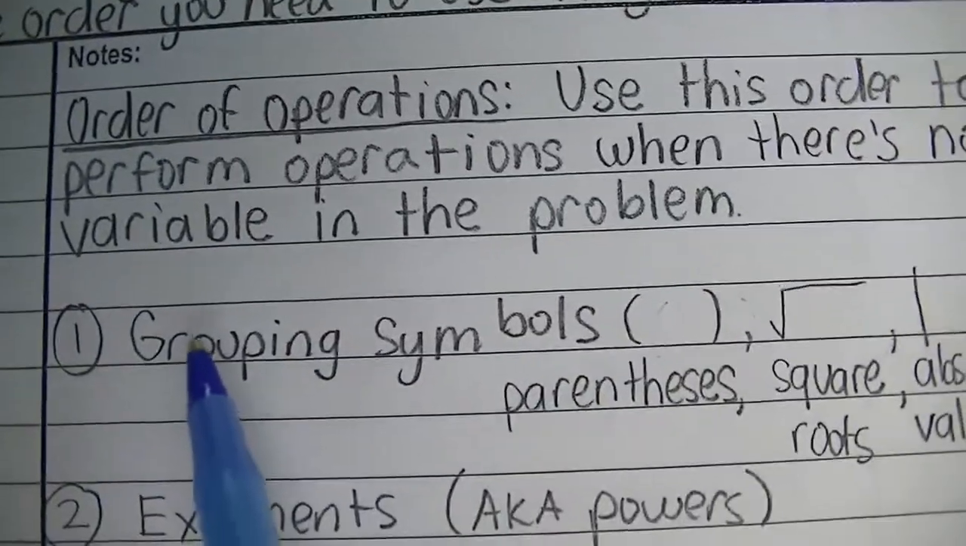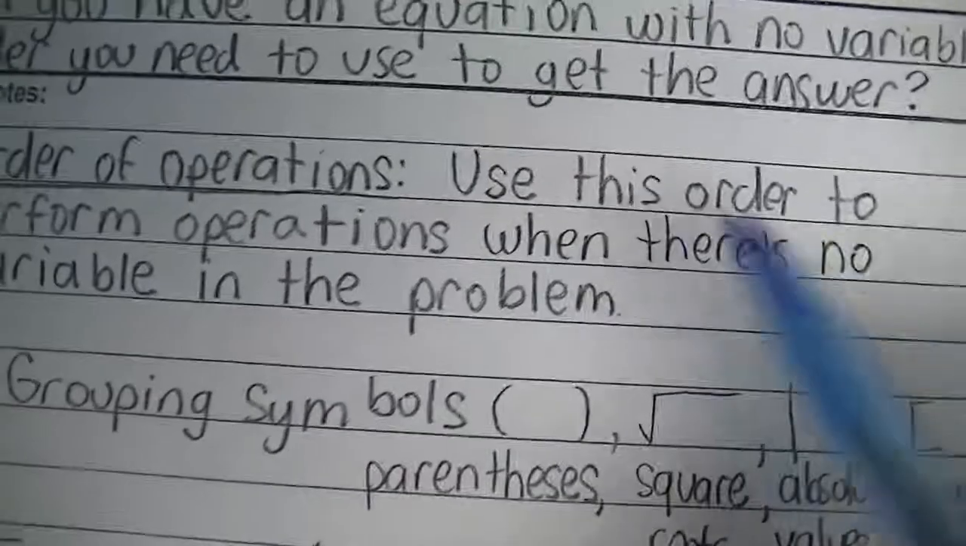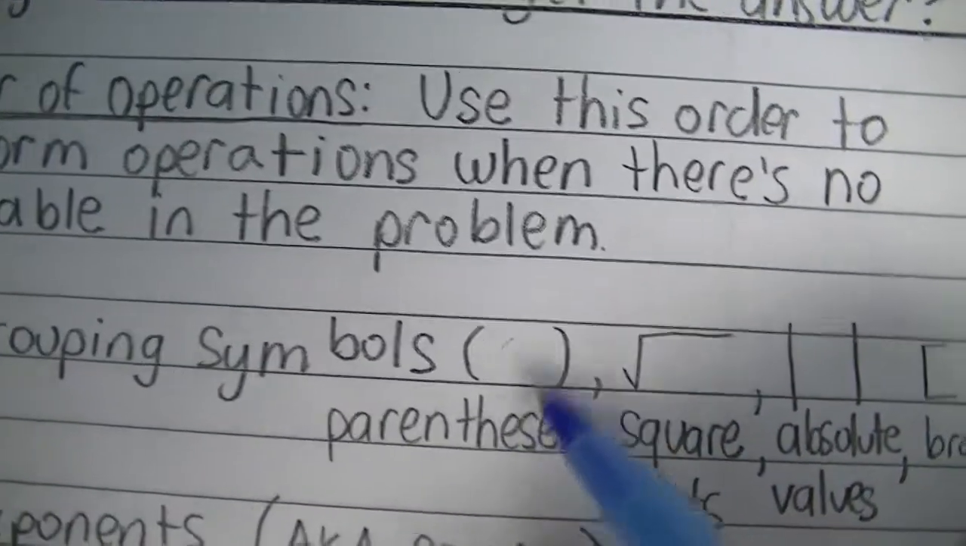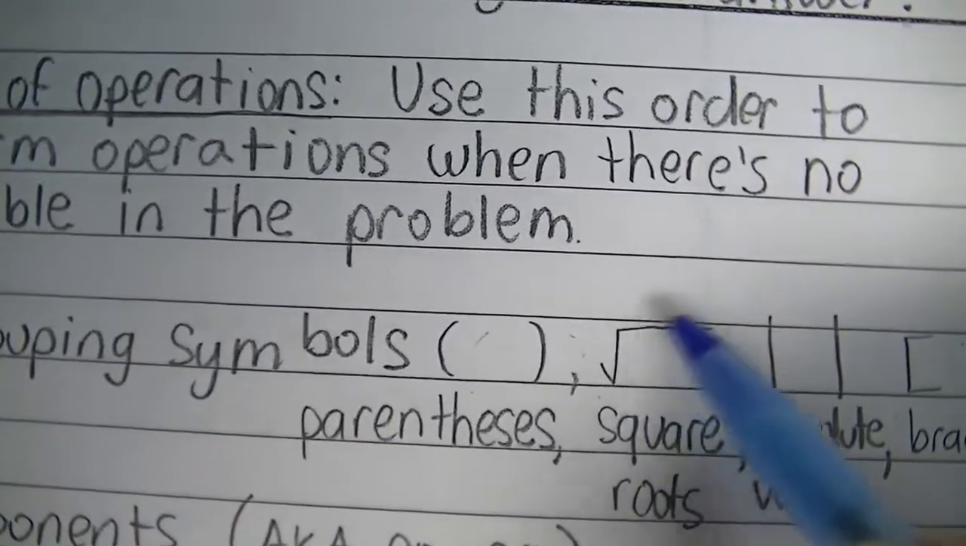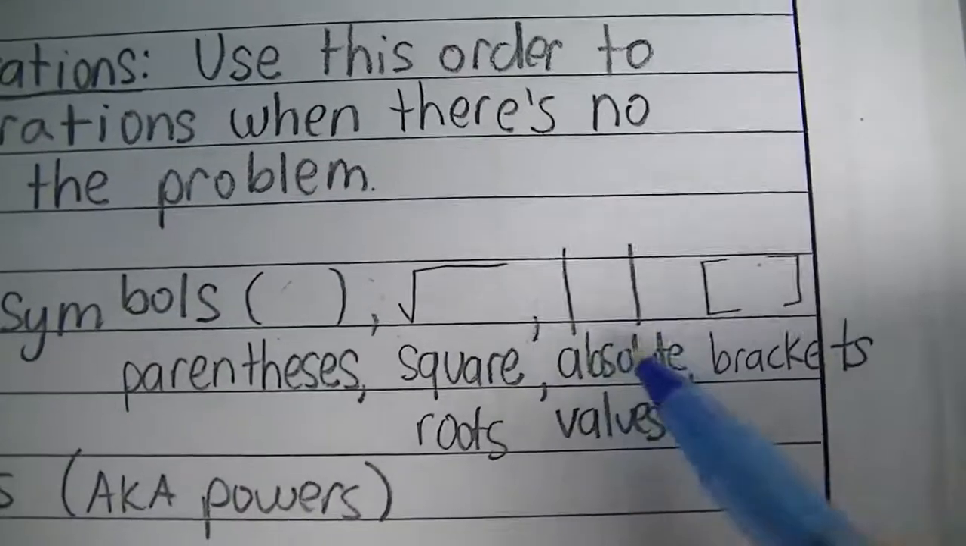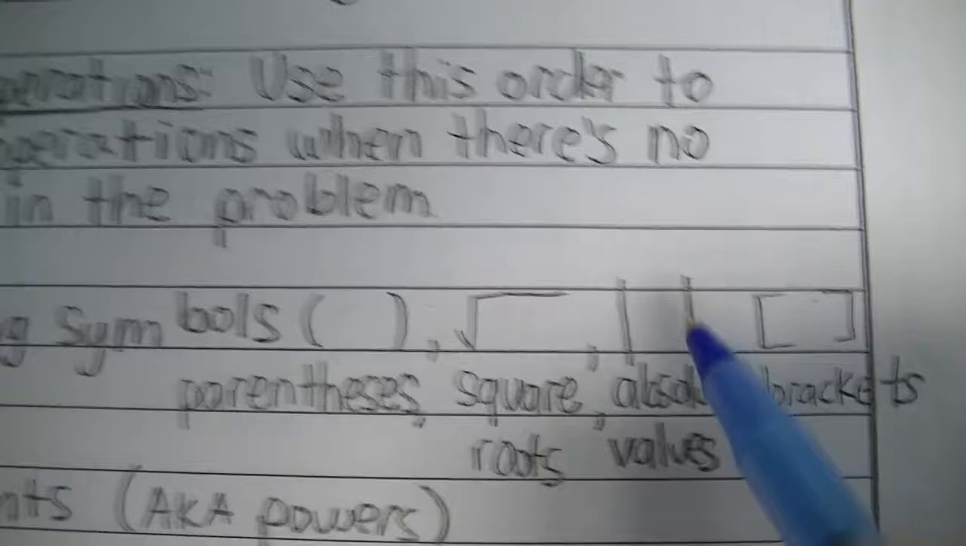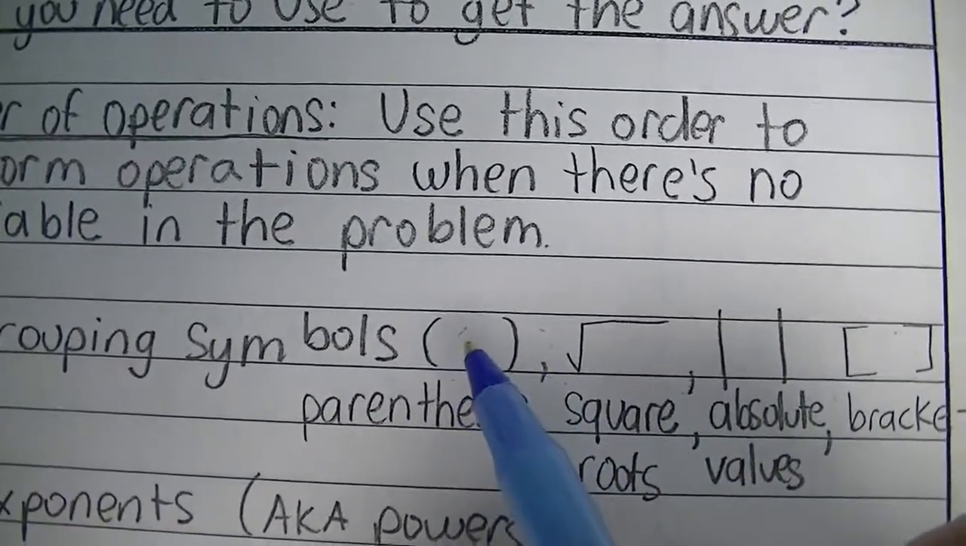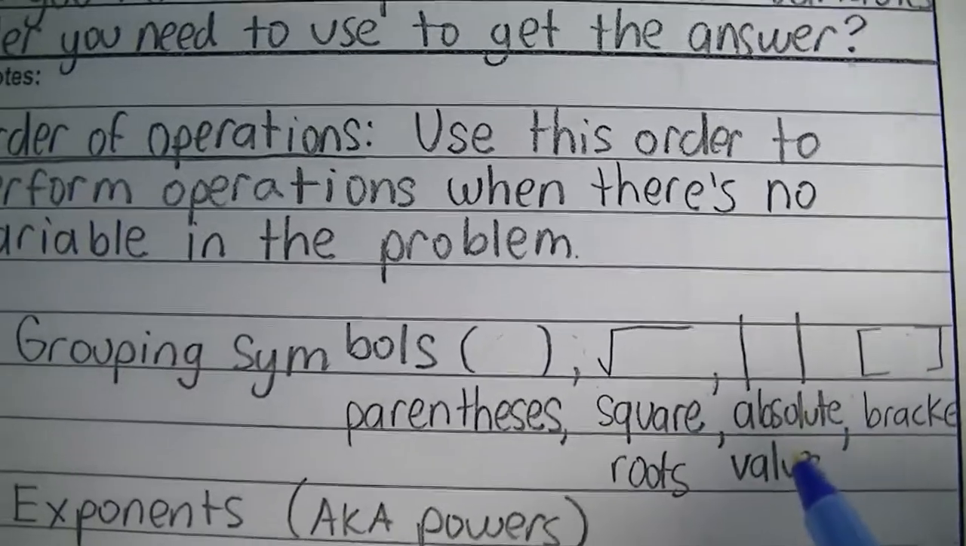The first thing you're going to do when you're given a math problem, like you'll see on the back, is you want to start with grouping symbols. And these are grouping symbols right here. So if you see something with parentheses, you're going to do that first. Or if there's a square root, looks like that, you'll do that first. If there's absolute values or if there's brackets, those grouping symbols need to go first. You perform what's inside of them first before moving on, okay?